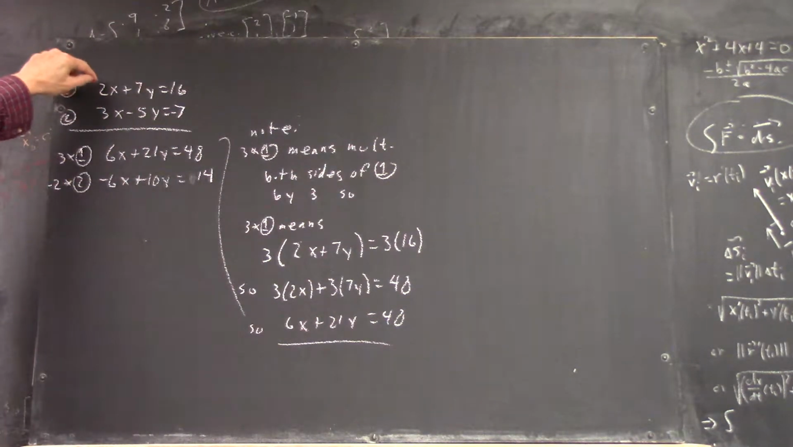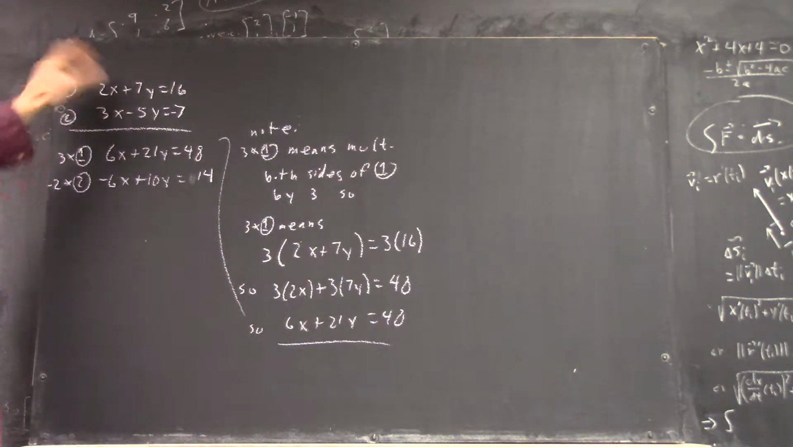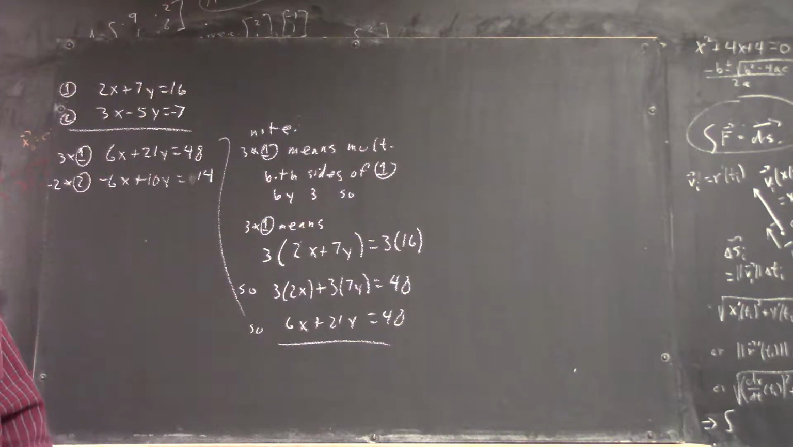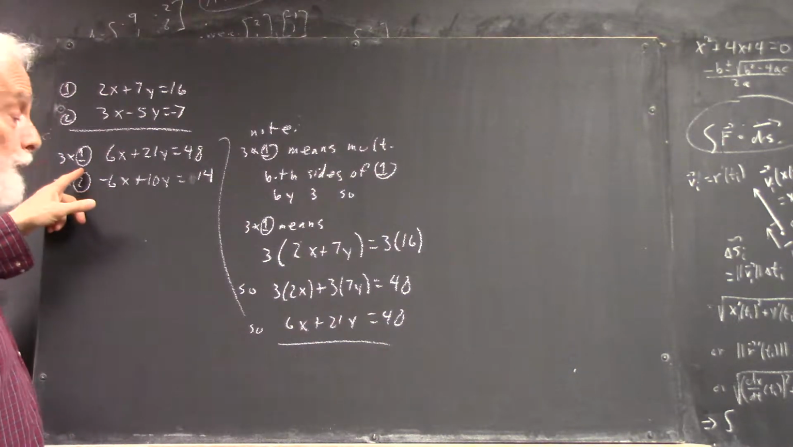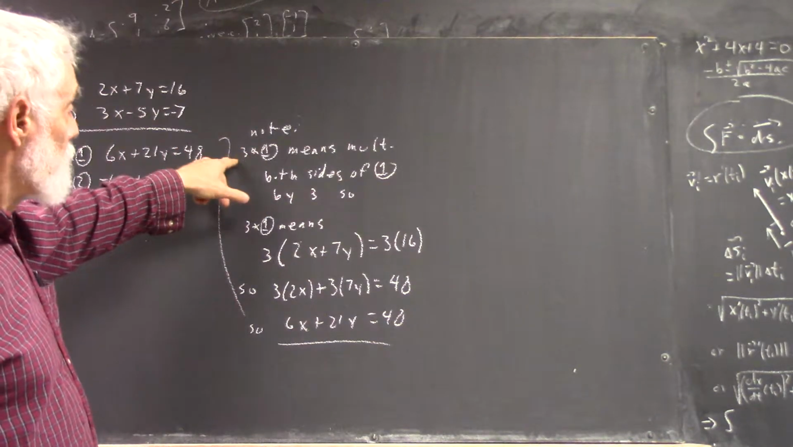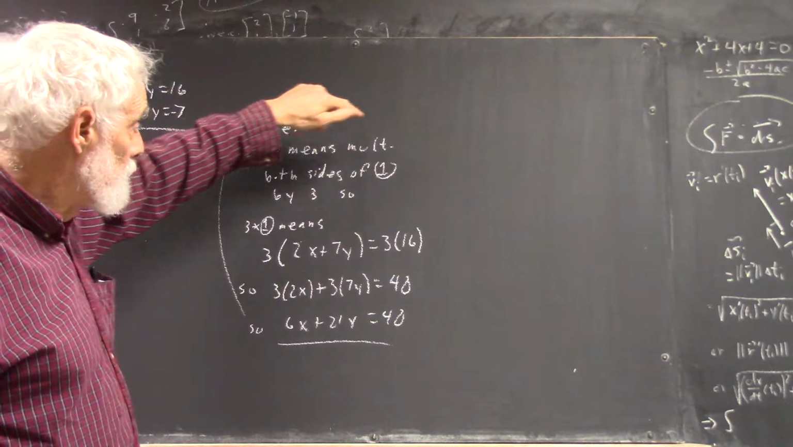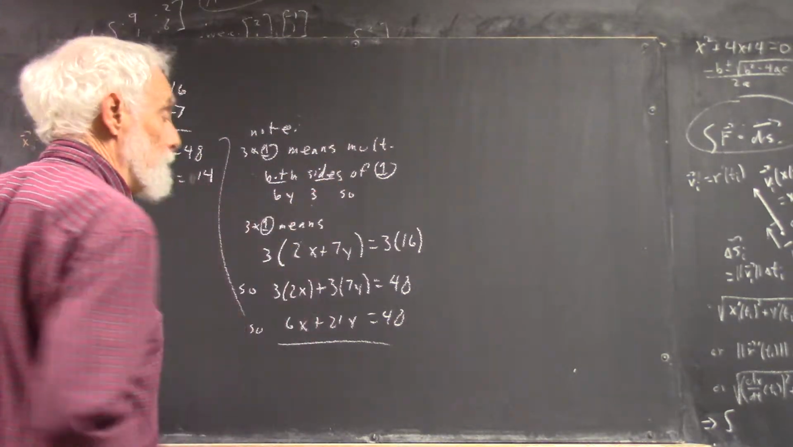Now we can't just multiply the 2x by 2 and the 3x by -2. We've got to multiply both sides of the equation by the same number, otherwise we change the solutions of the equation. So we do 3 times the first equation. What I mean by that, and I've got a note over here, 3 times the first equation, is that we multiply both sides of the first equation by 3.